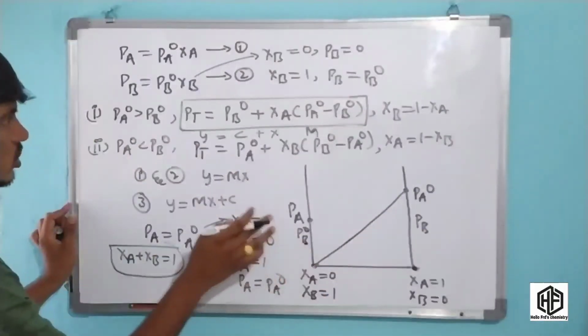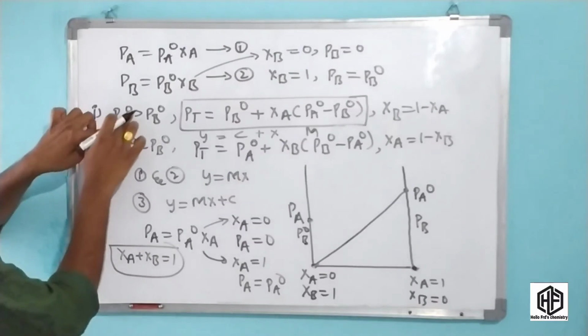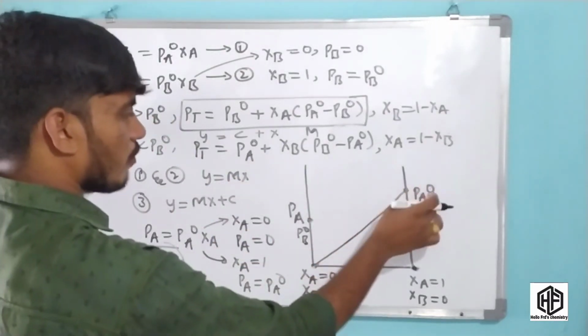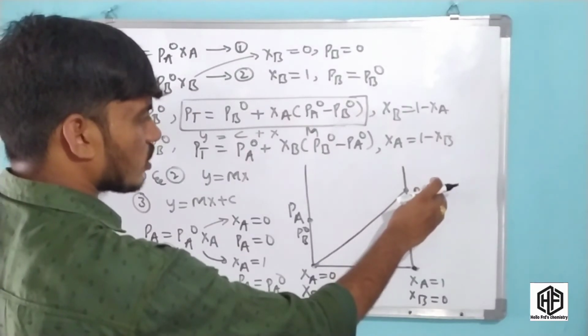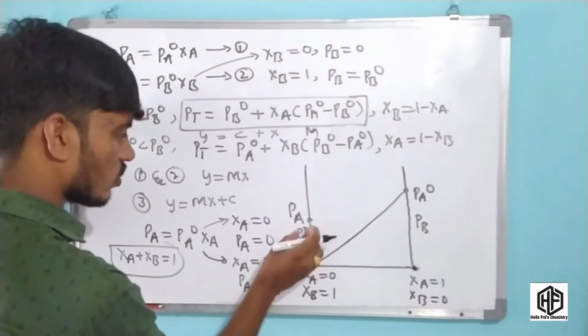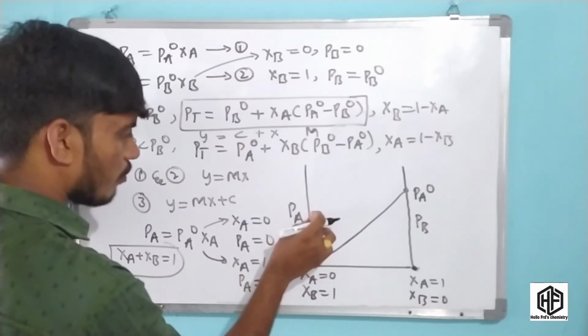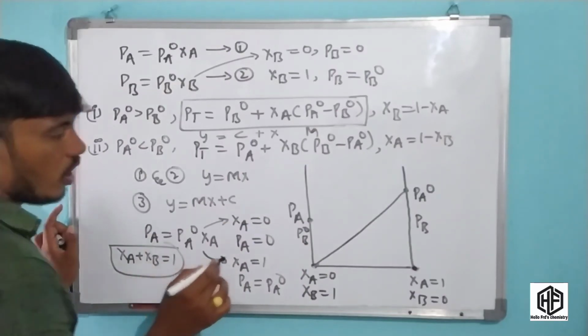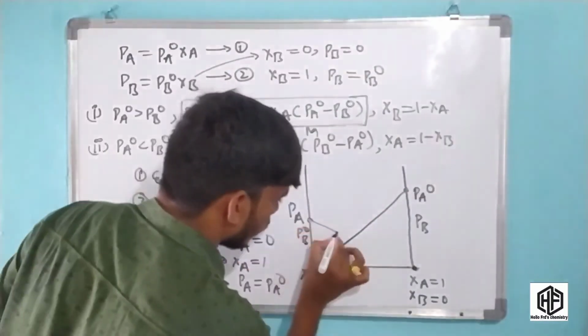Because of this condition, PA naught is very high compared to PB naught. This PA naught is very high, the pure vapor pressure of the liquid is very high. This pure vapor pressure of the liquid is very low. Now I write this point like this. Okay friends, now the graph of the straight line is like this.